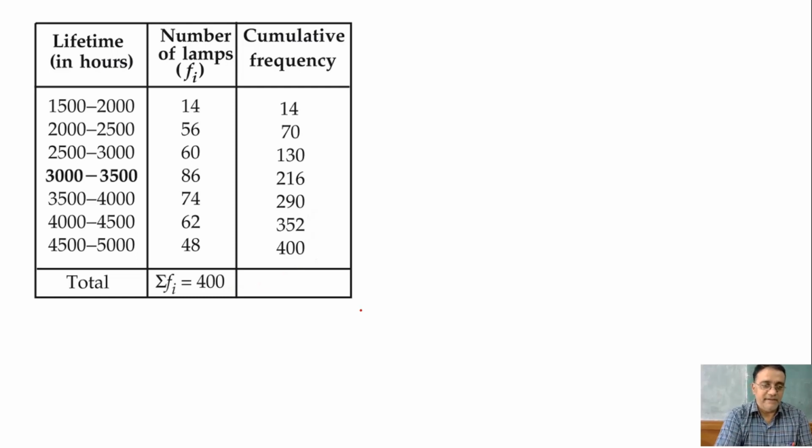So now the value of n is 400 and n/2 is 200. 200 se sabse first smallest kaun sa hai isme? 130, nearest smallest 130. So 130 ke baad wala jo class hai, that is the median class. So what is L, 3000. What is F, 86. What is CF? 130. CF is the cumulative frequency of the class preceding the median class.